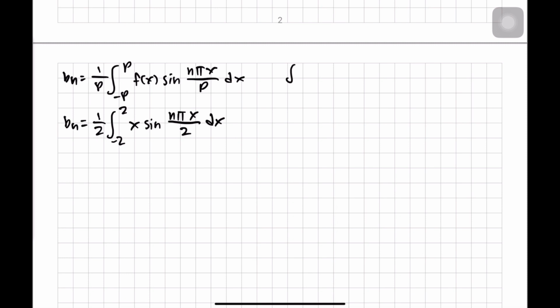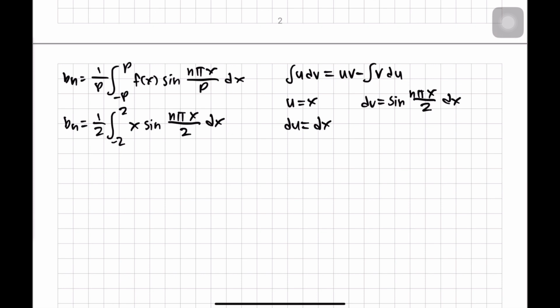So integration by parts is the integral of u dv is equal to uv minus the integral of v du. Okay, so our u is x, our du is just dx, our dv is sine n pi x over 2 dx, and then v, we just need to integrate this. So the integration of sine, that is negative cosine.